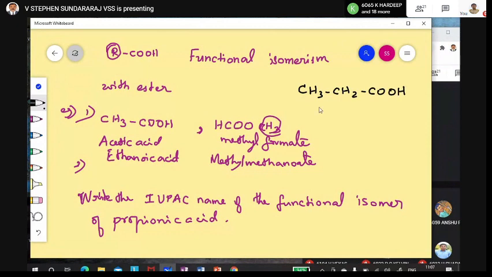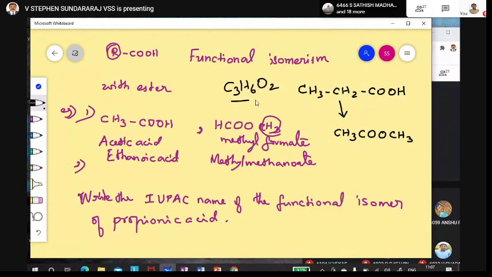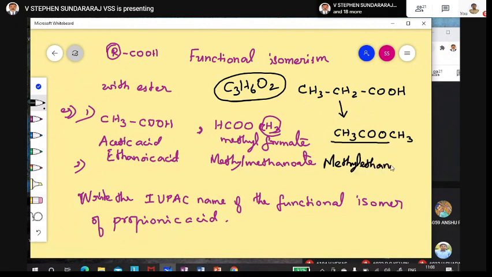Now what is the functional isomer? The functional isomer is CH3COOCH3. These have carbon 3, oxygen 2, hydrogen 6. They are the same thing, so the molecular formula is C3H6O2 for both of them. Functional isomer. Now you write the name. The acid group part is ethanoic, so it is ethanoic, and methyl is there. So it is methyl ethanoate. If you write methyl ethanoate, then only you get one mark.